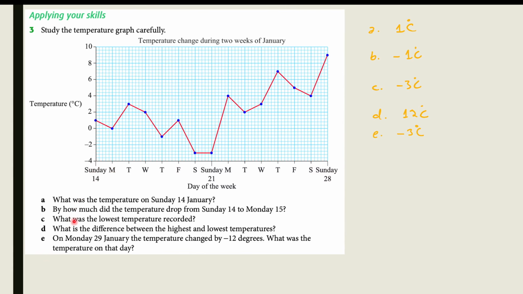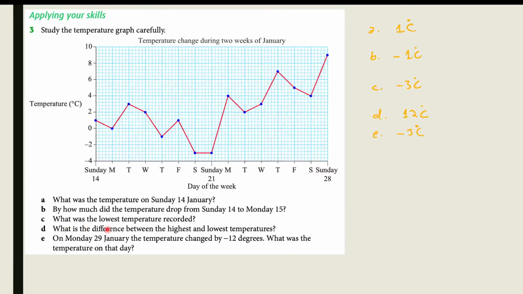The third question asks us what was the lowest temperature recorded. If we go down below 0, we will find our lowest temperature. As you can see, this is -4 and this is -2. Between -4 and -2 we have the recorded temperature, which is -3. So the lowest temperature recorded was -3. Since it's above -4, we cannot say it's -4, and it is below -2, so it is -3.